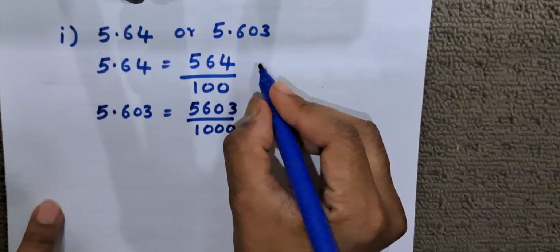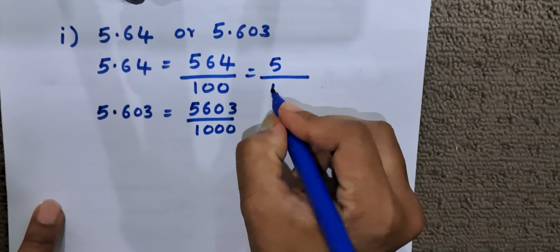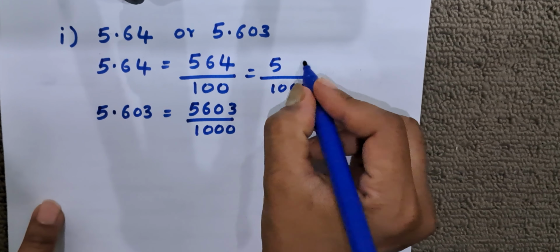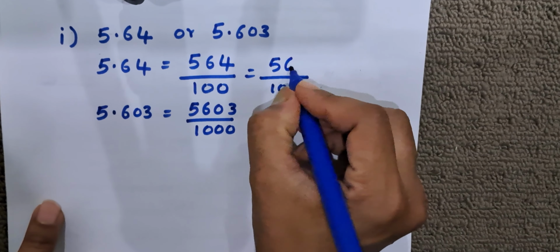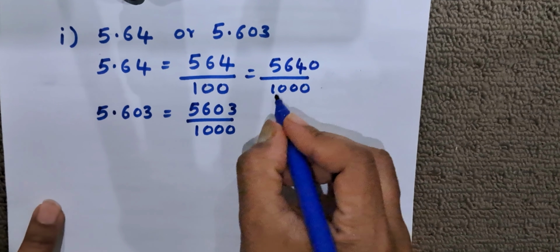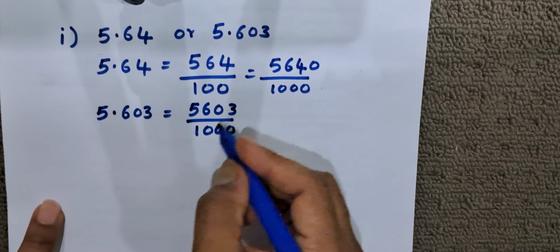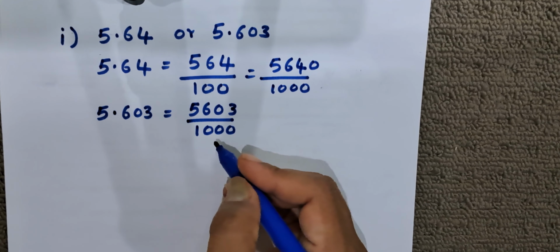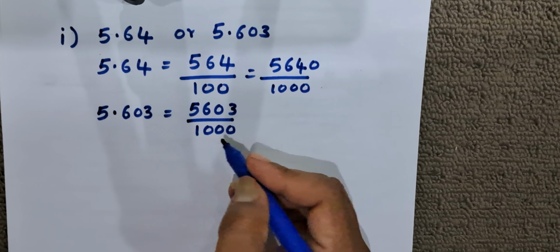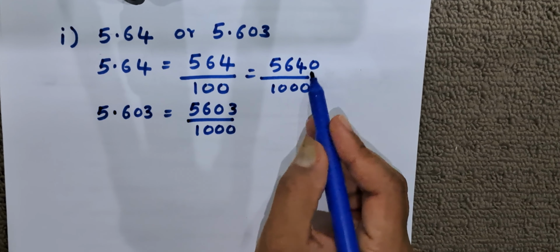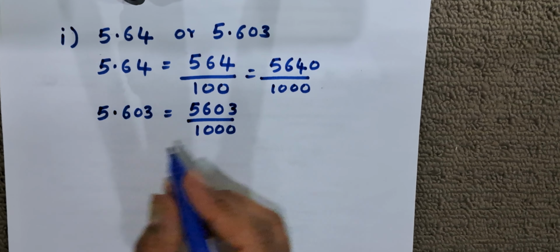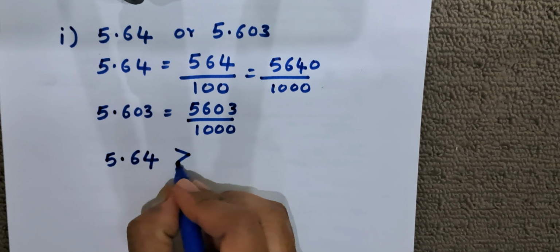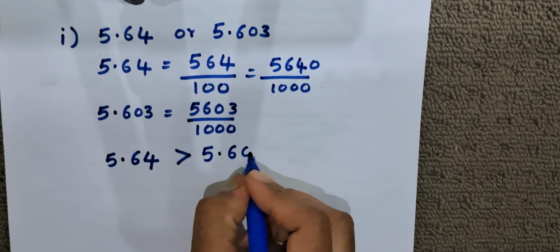Now we will make this also 1000 in the denominator. So to make 1000 in the denominator, we will add a 0 in the numerator. It becomes 5640 divided by 1000. Now the comparison is easy. When both the denominators are same, whichever number has the bigger numerator is the greater number. 5640 is greater than 5603. So 5.64, the first number, is greater than the second number, 5.603.